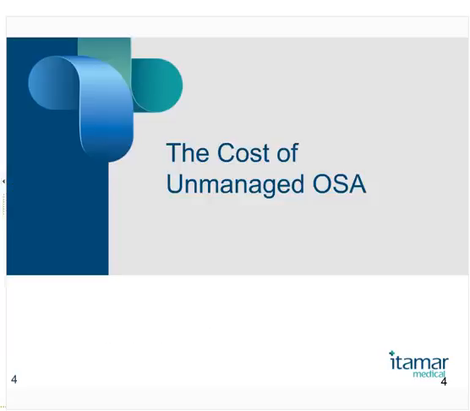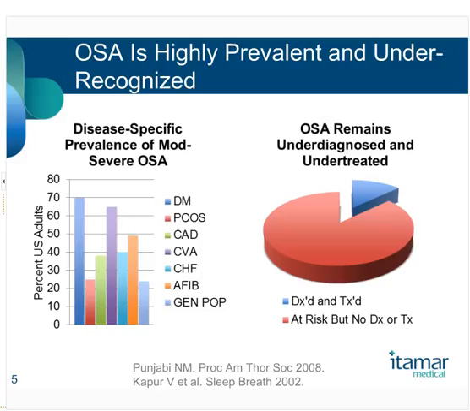Well, everybody knows that sleep apnea is a very common and costly disorder. It's under-recognized. It's both very common, but it's also under-recognized. And what this slide shows is two sets of data. These are disease-specific on my left, disease-specific prevalence of moderate to severe sleep apnea, the kind of sleep apnea that we're most concerned about treating, and these are different other disease states, and this looks at the prevalence of sleep apnea in conditions such as diabetes, polycystic ovary syndrome, coronary artery disease, CHF, AFib, and just the general population.